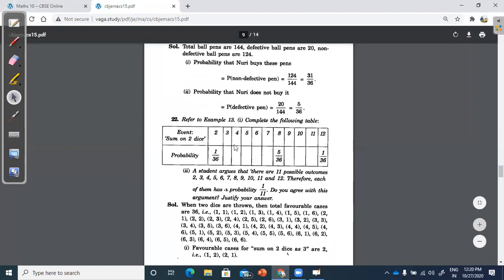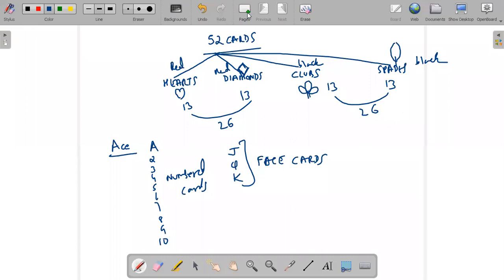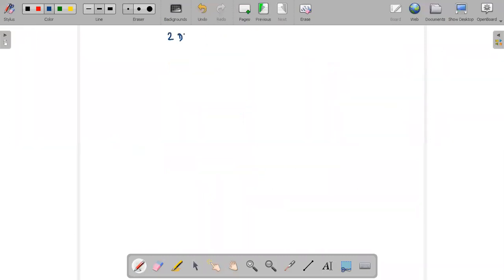Okay, refer to example 13 and complete the following. Now this is a question of 2 dice. Now this is very important that we understand this. Whenever 2 dice are thrown, see, single dice, when you throw, you will get 6 outcomes. When 2 dice are thrown, there will be 36 outcomes. Whenever there is a question of 2 dice, please make it a point to write down the outcomes, because this can come as a 3-mark question.